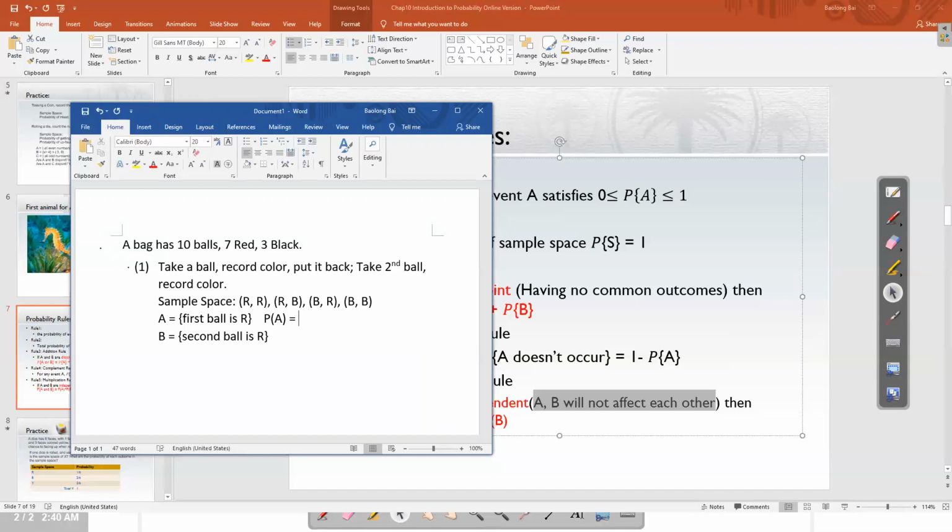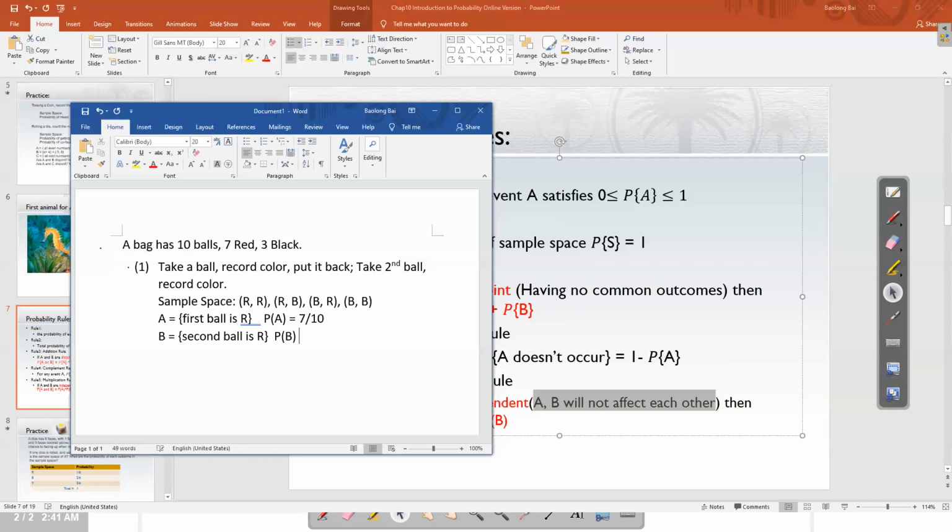So basically, when you take the first ball, how many balls are red out of how many balls are in the bag? And you can see it's 7 out of 10, right? You have 7 red balls out of 10 balls total in the bag. So probability of A equals 7/10.